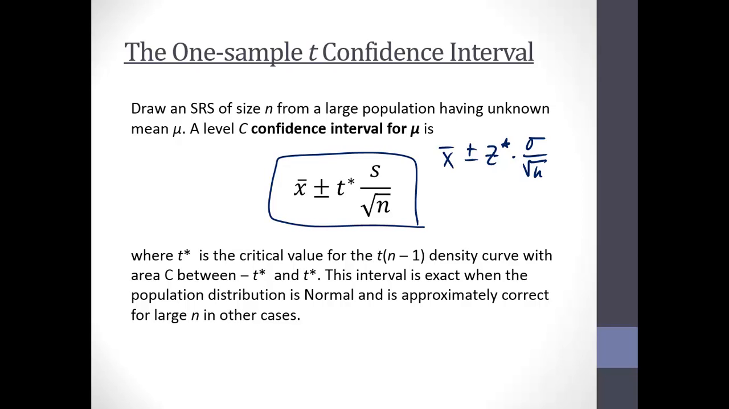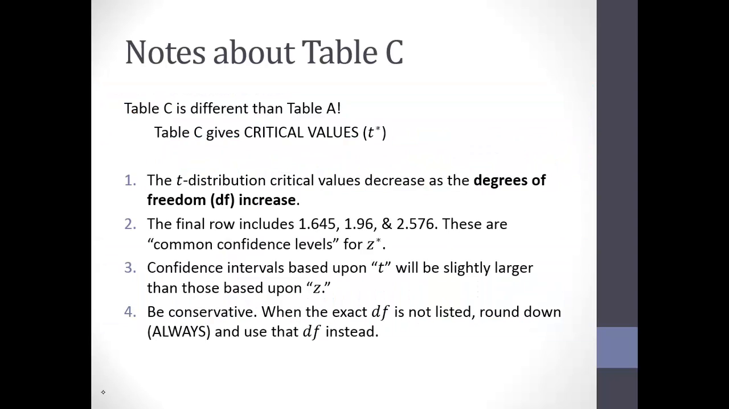And so we had a brief discussion on what z star was. That was our critical values. We're going to need to do the same thing here using the t distribution, and the procedure is a little bit different for figuring out exactly what t star is. Well, the distributions are different, right? So those critical values for the t distribution will be different than they are for the z. And so this is where the table comes in handy.